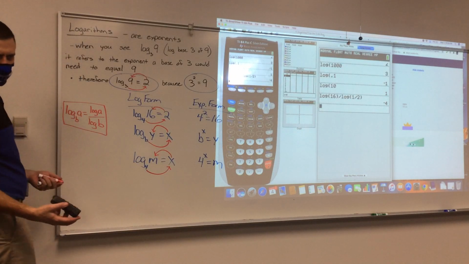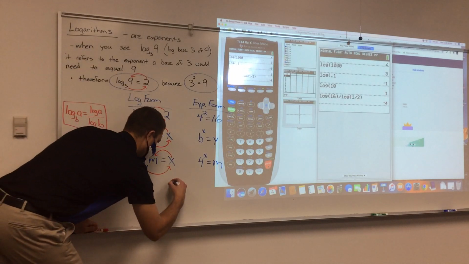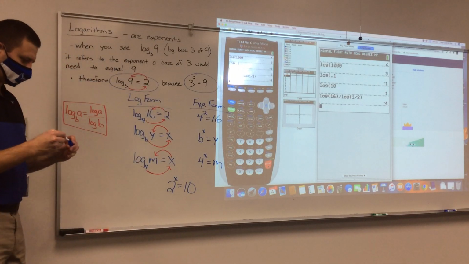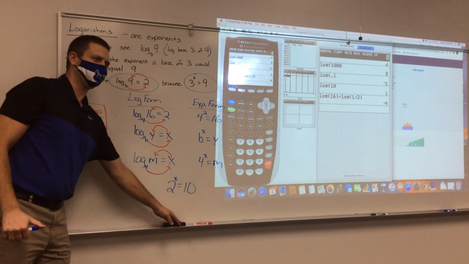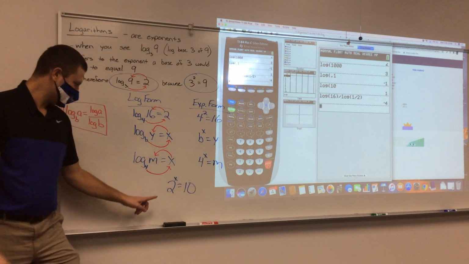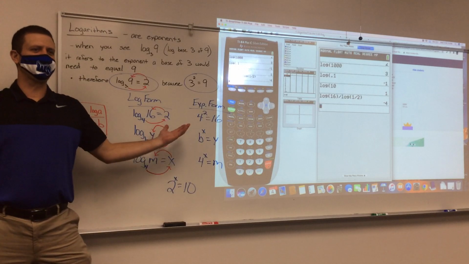Why do we need to be able to change forms? Because we need to be able to solve every equation in the world. That's what we do in algebra. We solve every equation in the world, right? Okay? Take this equation. 2 raised to the x power equals 10. I need to know how to solve that.